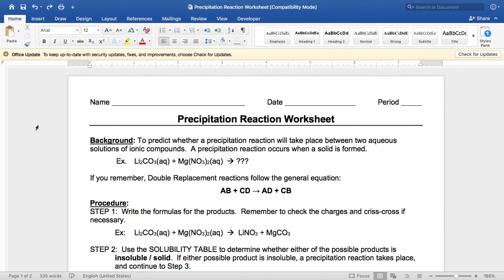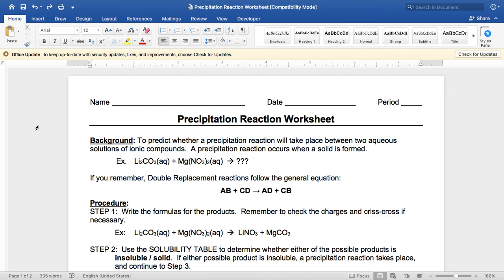Alright, so in this video, I'm going to show you all how to do precipitation reactions, okay? And I'm going to go over some examples for you, and then you're going to finish the rest on your own. So we are going to try to predict whether a precipitation reaction will take place between two aqueous solutions of ionic compounds. A precipitation reaction occurs when a solid is formed.